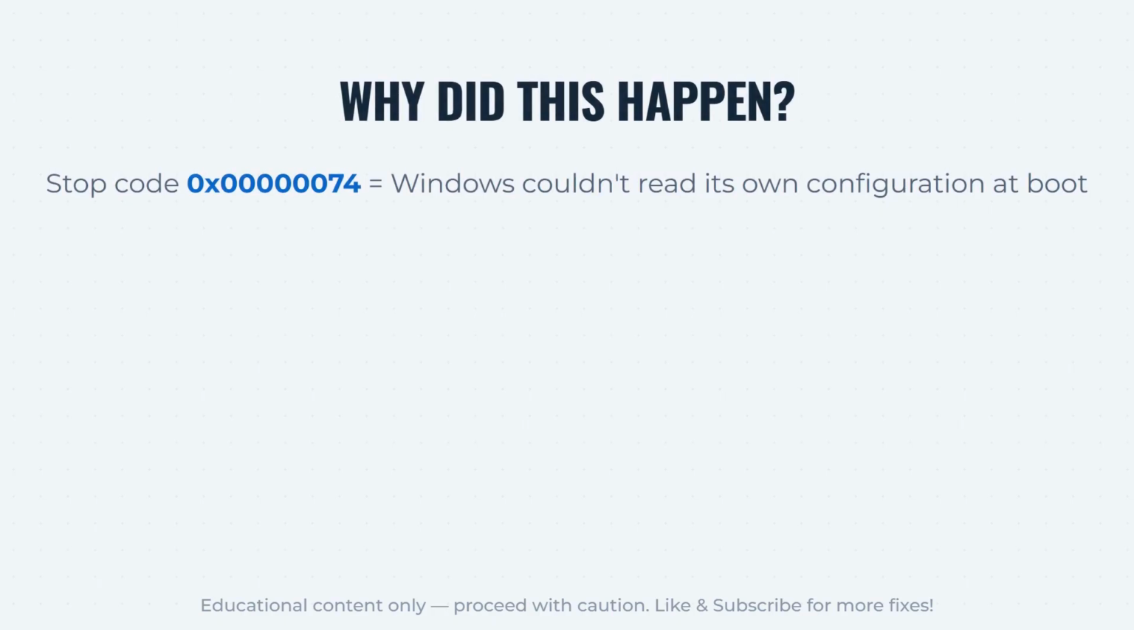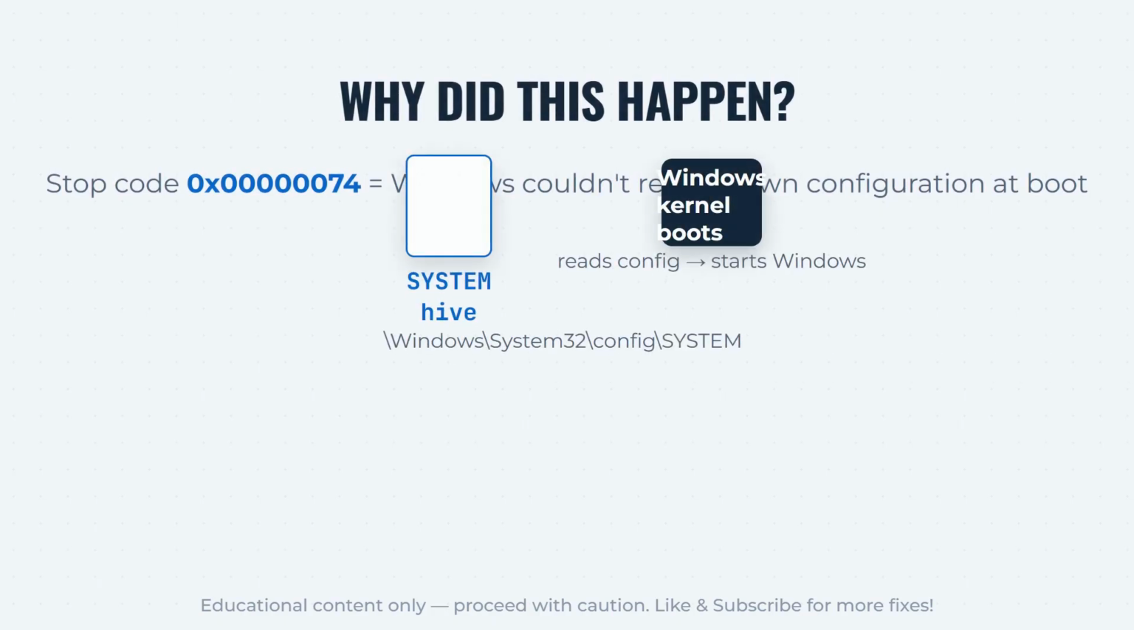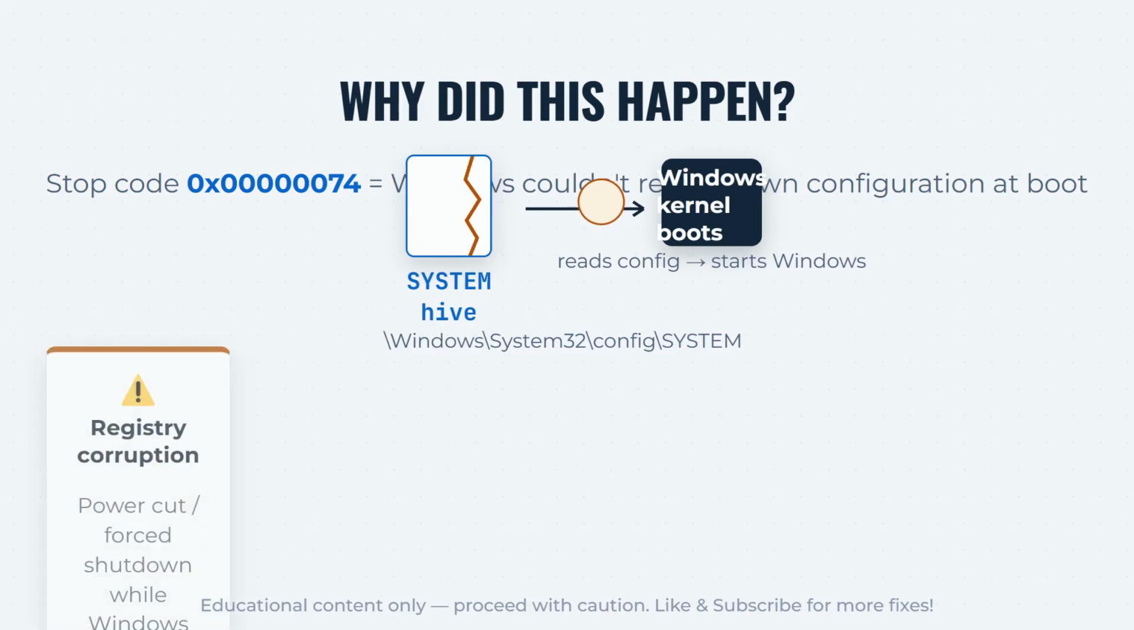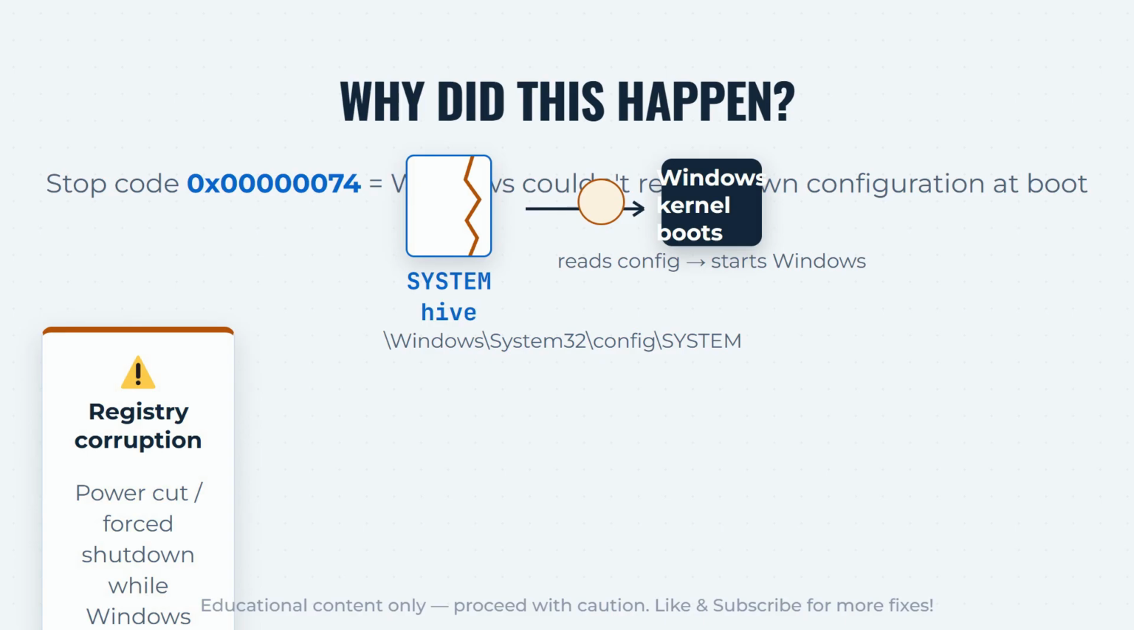So, why did this happen? Bad system config info, stop code 0x74, means Windows could not read its own configuration at boot. Usually, the system registry hive, one critical file, got corrupted.